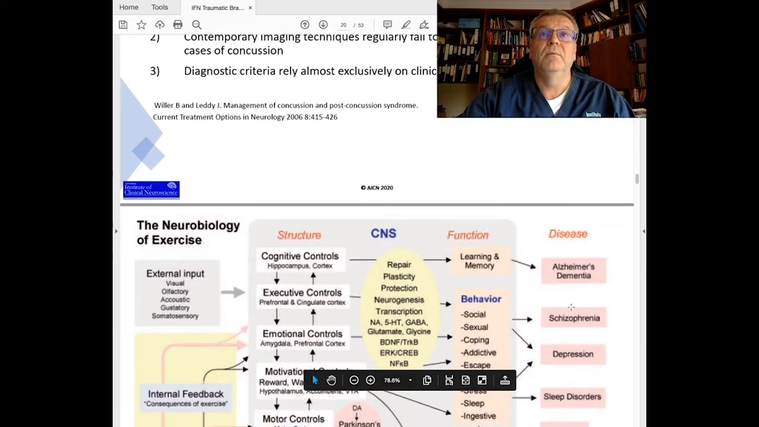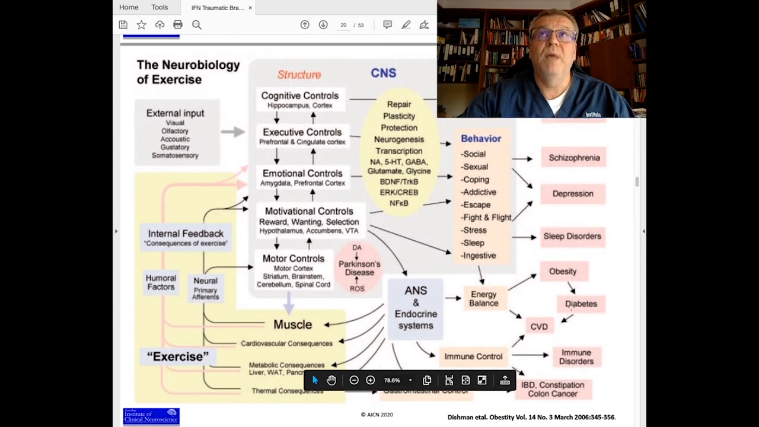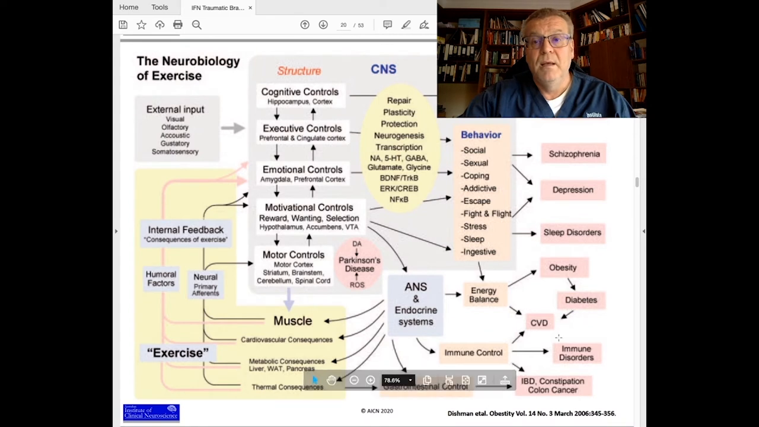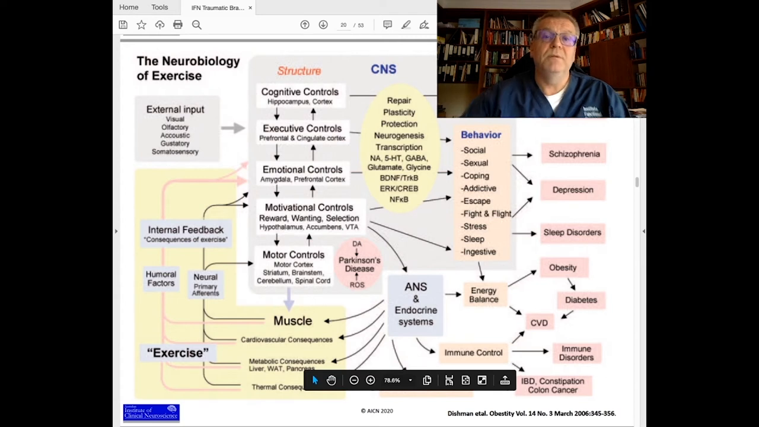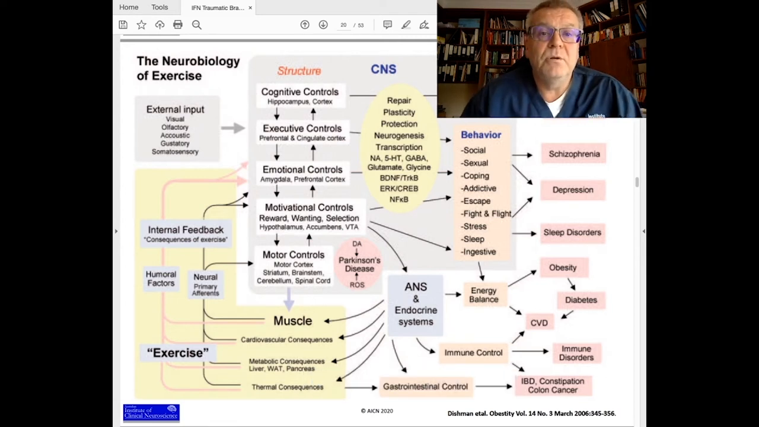So next I want to show you this rather complicated slide, but what I want to talk to you about on this slide is not complicated. It's simply, I want to demonstrate to you the connection of the brain, which is shown here in this gray square called CNS. That brain is connected to the rest of the body and the rest of the organs in the body through the autonomic nervous system and the endocrine system, or the hormonal system.